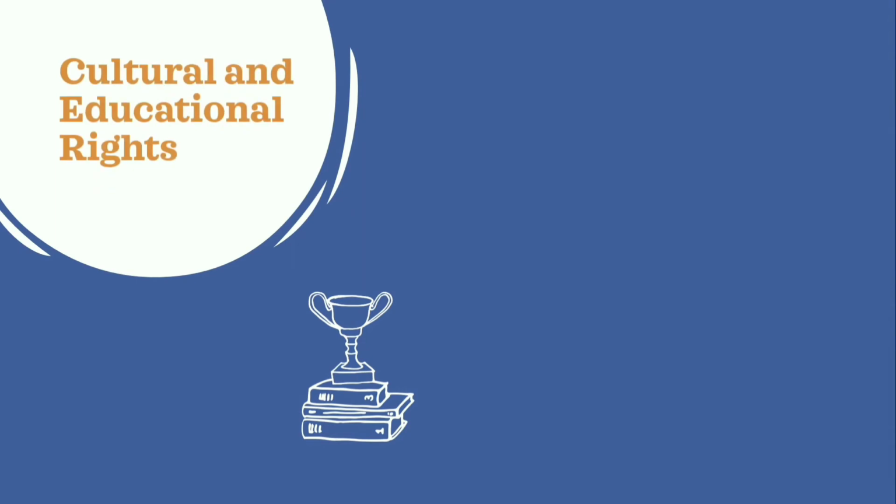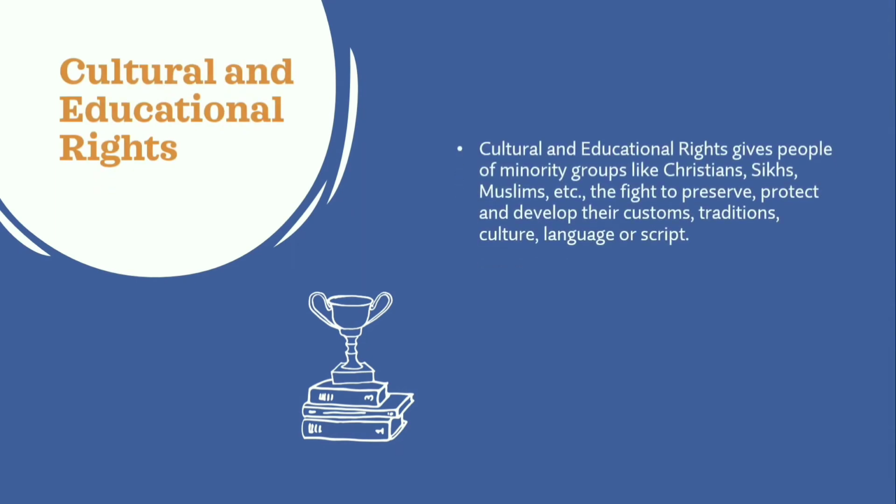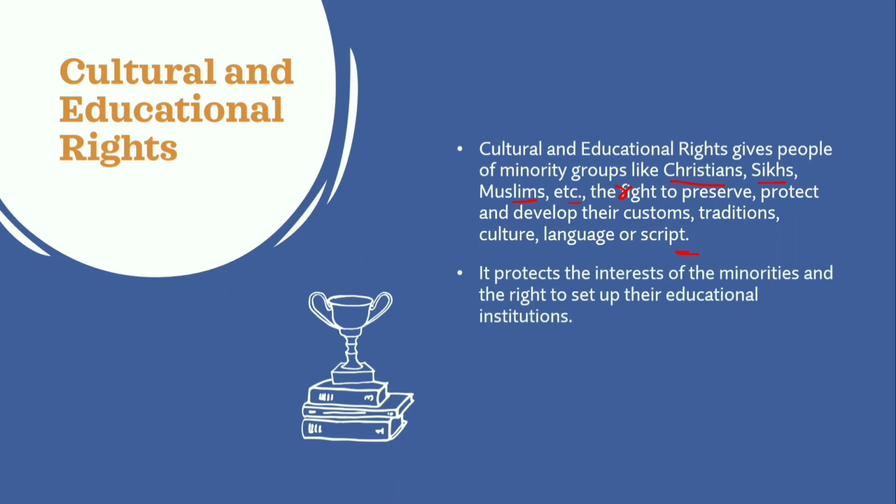Next, cultural and educational rights. Cultural and educational rights give people of minority groups like Christians, Sikhs, Muslims, etc. the right to preserve, protect and develop their customs, traditions, culture, language or script. It protects the interests of the minorities and the right to set up their educational institutions.